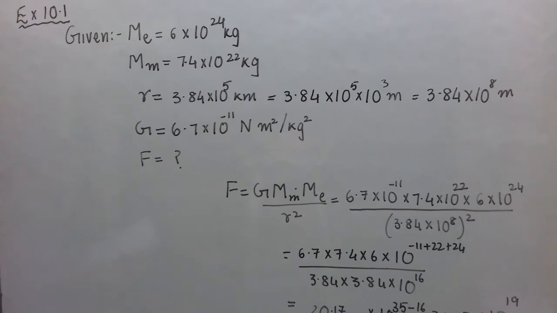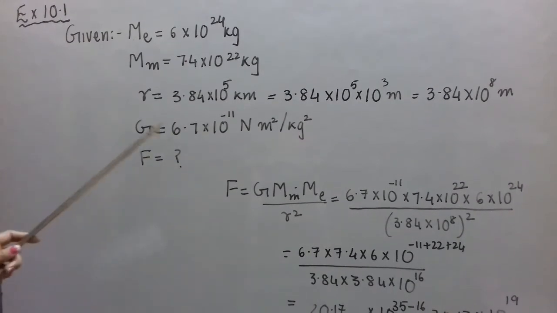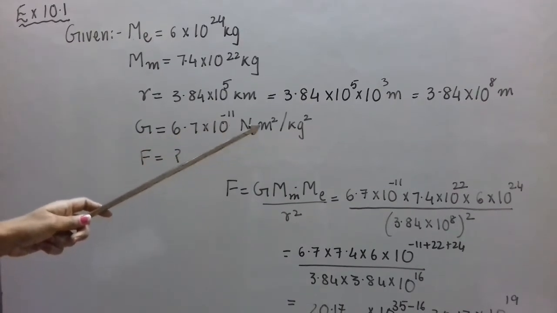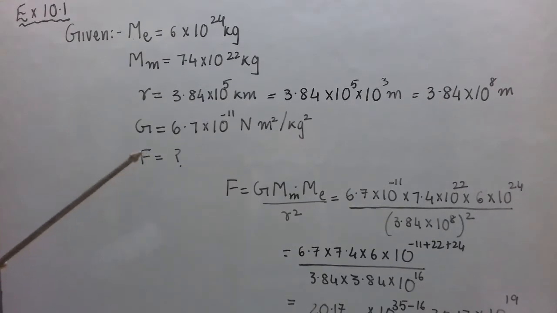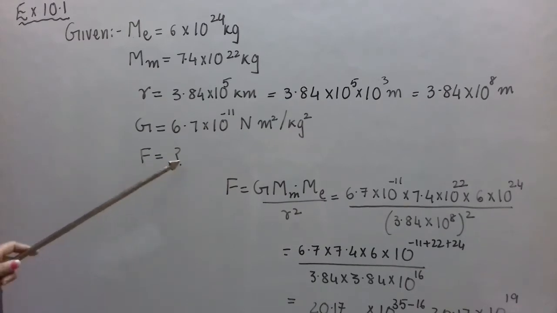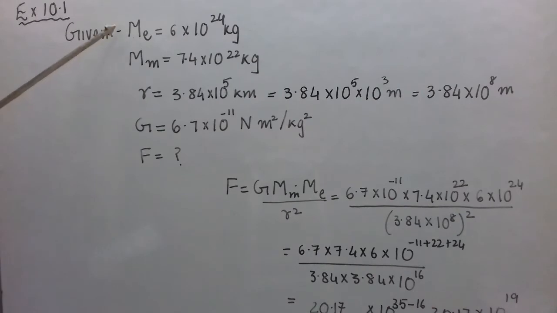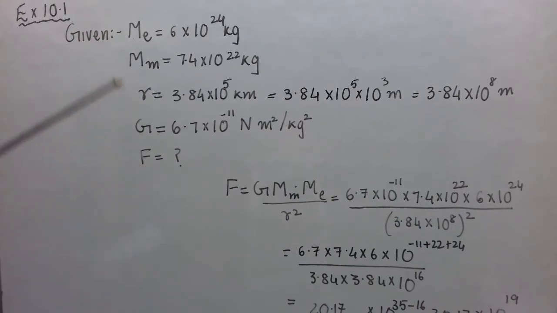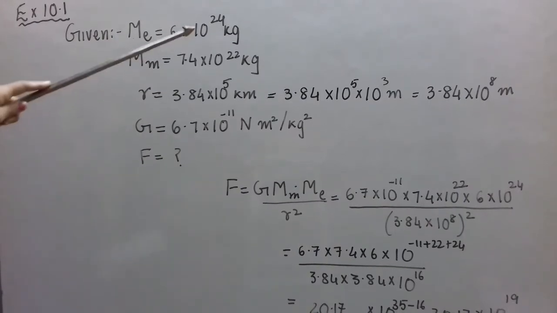Calculate the force exerted by the earth. Capital G is given as 6.7 into 10 raised to minus 11 Newton meter square per kg square. You have to calculate the force exerted by the earth on the moon, so we can represent it by F. This is the question mark; we have to find it. So after reading the question, and after writing what is given and what we have to find out, just have a look at the things which are given and see if any conversion is required.